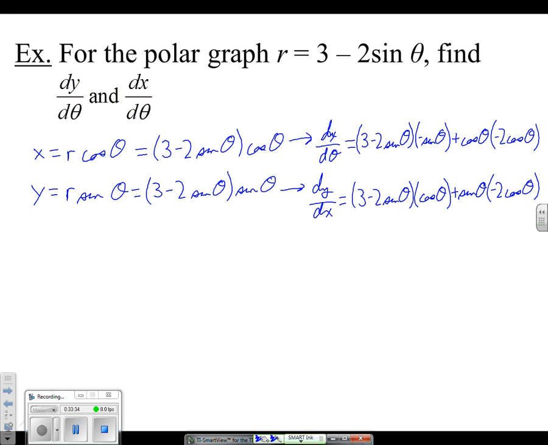Now, it's interesting to point out something that's going on here. Haven't we basically expressed, let me erase, that's all right. We've basically expressed x as a function of theta. And we've expressed y as a function of theta. Here's why I bring this up.